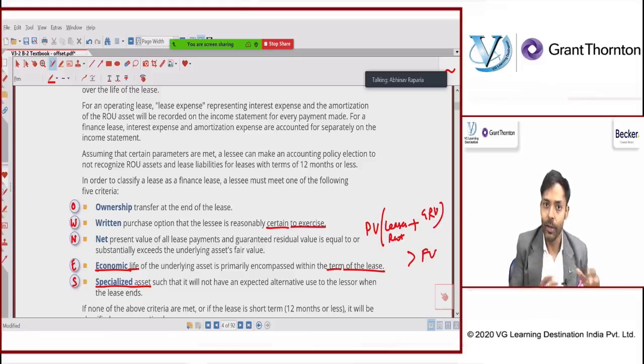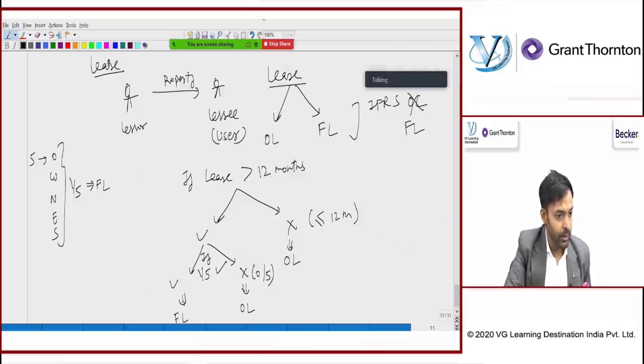That's why it's very important to categorize whether it is a financial lease or an operating lease, and then account for it accordingly, because the treatment is different in both cases, right? So that's why it's very important to classify that. So I'll go back to the sheet again, and we can do that.